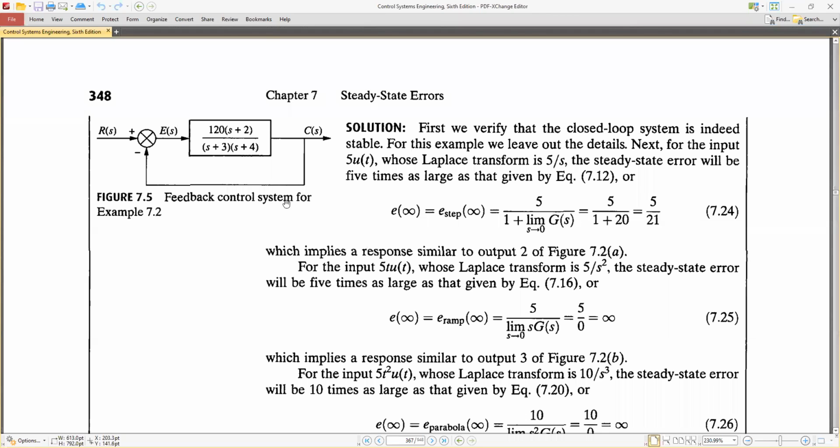For the feedback control system, first we verify that the closed loop system is indeed stable. For this example, we leave out the details. Next, for the input, you have to check whether it is stable or not. You have to check it first. Is it stable or not?